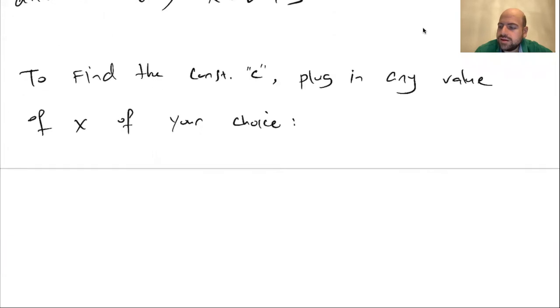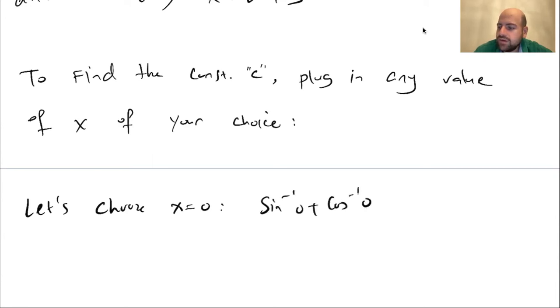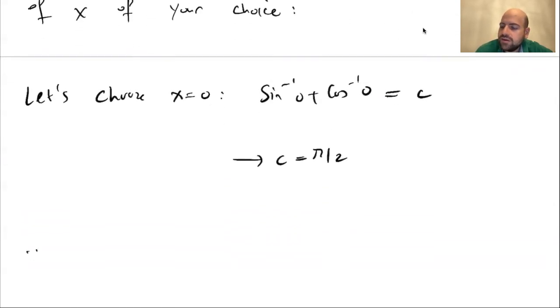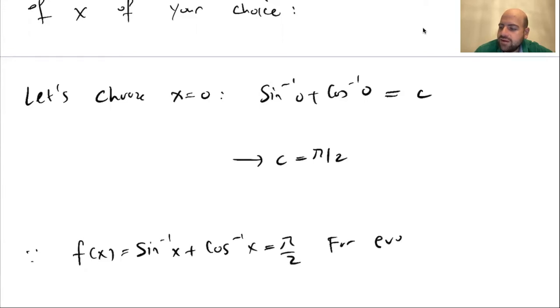And let me choose x equals 0. Then we get sine inverse 0 plus cos inverse 0, which is my f of 0, equals c. And that means c equals pi half, because sine inverse 0 is 0, and cos inverse 0 is pi half. So then we can say that f of x equals sine inverse x plus cos inverse x equals pi half for every x between minus 1 to 1.